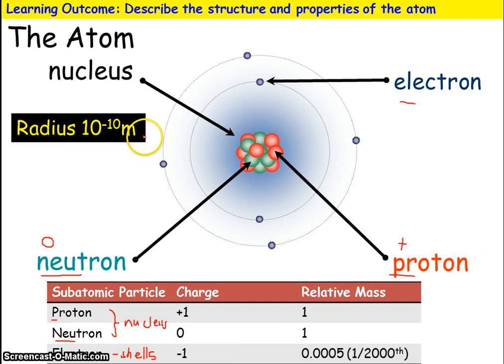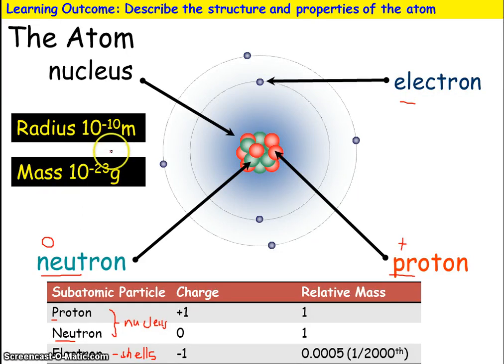The other thing you need to know about the atom is the size, which is the radius of the atom. So the distance from the centre to the electrons is 10 to the minus 10 metres. So that's 9 zeros, 0.09 times, and then a 1. So really, really small. And the mass is even smaller.